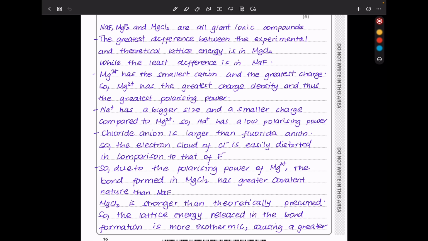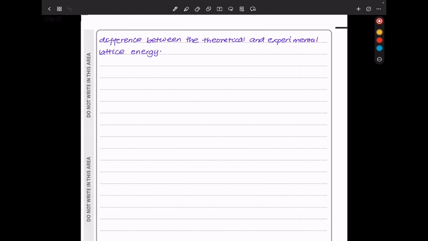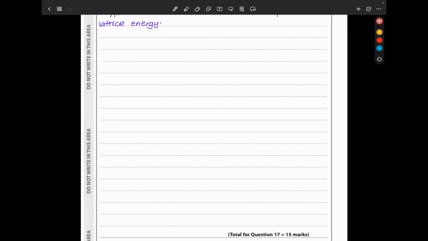Chloride anion is larger than fluoride anion, so the electron cloud of chloride is easily distorted in comparison to that of fluoride. So due to the polarizing power of magnesium, the bond formed in MgCl2 has greater covalent nature than in NaF, and the bonding in MgCl2 is stronger than theoretically presumed. So the lattice energy released in the bond formation is more exothermic, causing a greater difference between the theoretical and the experimental lattice energy.